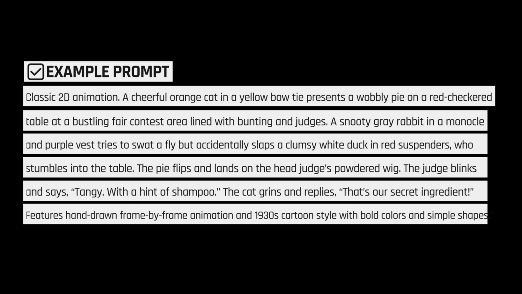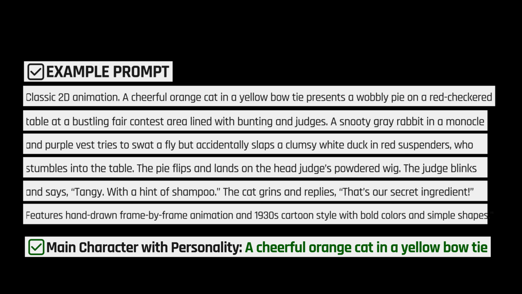And wow, it really feels like watching a cartoon movie. So, what makes this prompt work so well? Let's break it down. 1. Prompt starts with the main character. This character instantly comes to life. You've got emotion, cheerful, color, orange, and a fun accessory, yellow bow tie. It's emotionally readable and visually memorable.